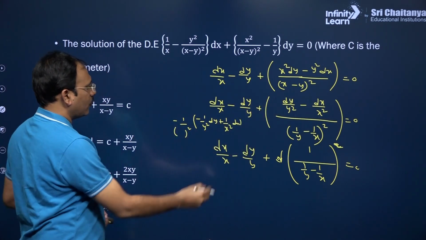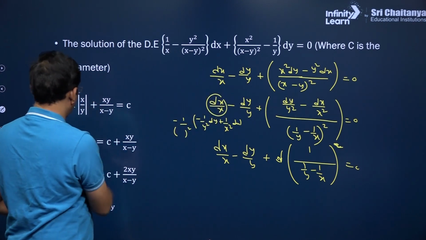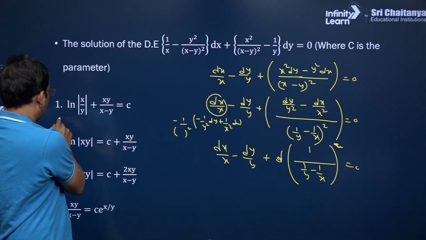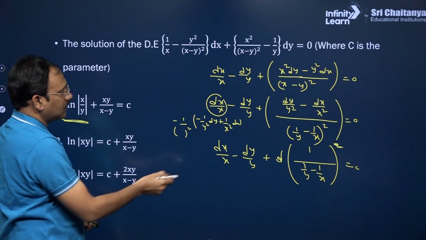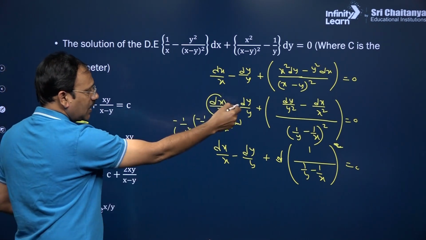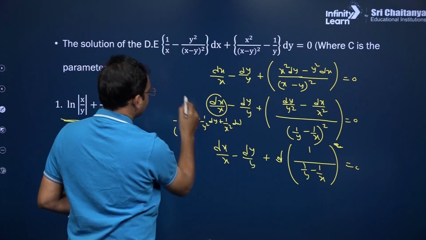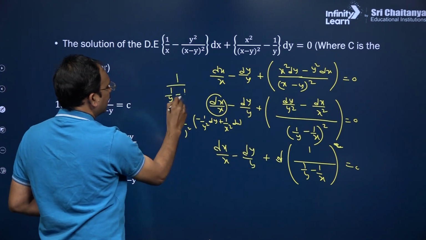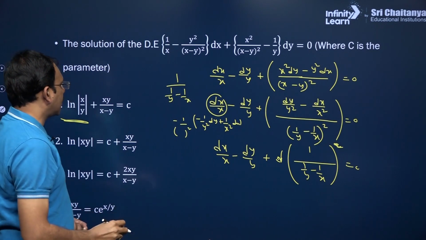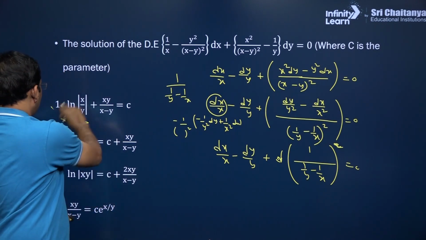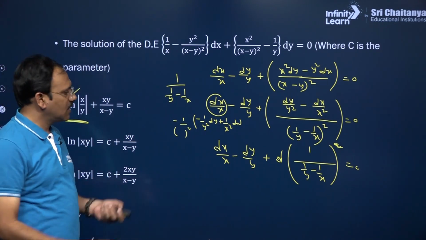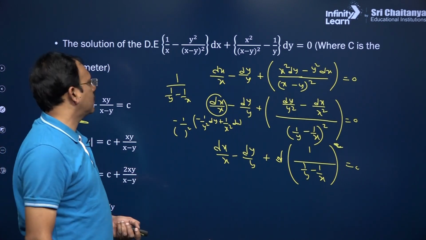So my dear friends, if you integrate now, this becomes ln x minus ln y. So ln of x by y plus this is the derivative of that, in the sense 1 by y minus 1 by x, you will get, which is xy by x minus y. First option perfectly fits with this. Just alignment of terms, my dear friends.